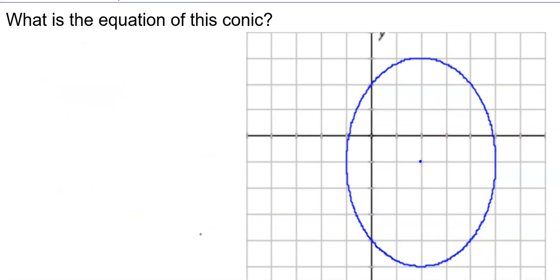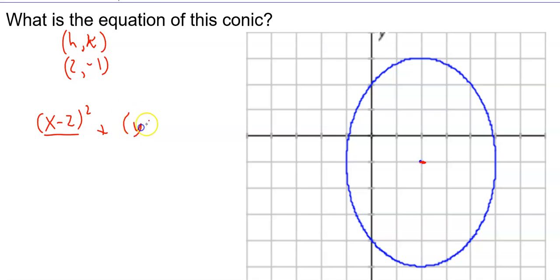What's the equation of the conic? We want to start with the center here. Your h, k, or your center, is going to be this point right here, which is 2, negative 1. I like to write the h and k there just so it reminds me, if you're using the formulas, oh yeah, the h is 2, the k is negative 1. And so our formula is going to start: x minus 2 squared plus, because it's an ellipse, y plus 1 squared equals 1.